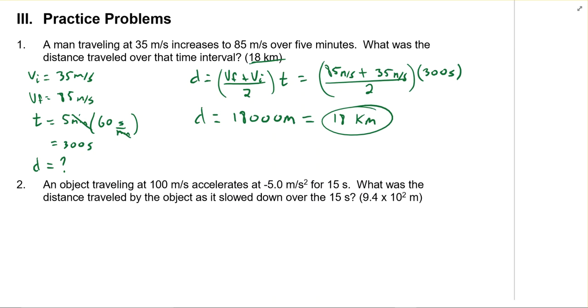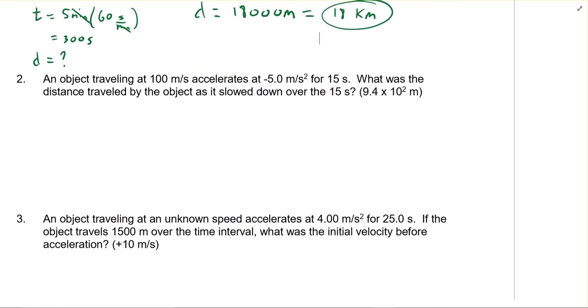Okay, number 2 says an object traveling at 100 meters per second accelerates at negative 5 meters per second squared for 15 seconds. What was the distance traveled by the object as it slowed down over the 15 seconds?